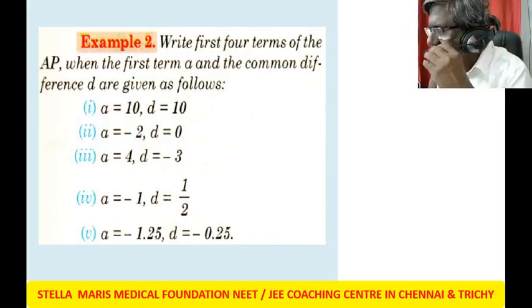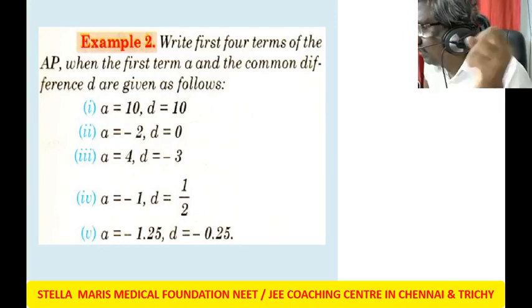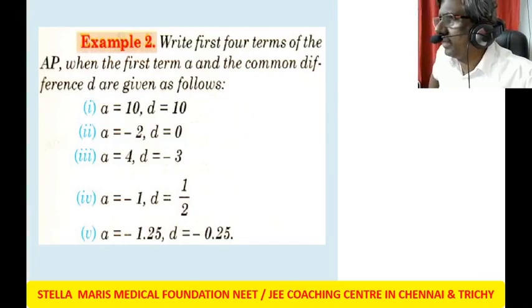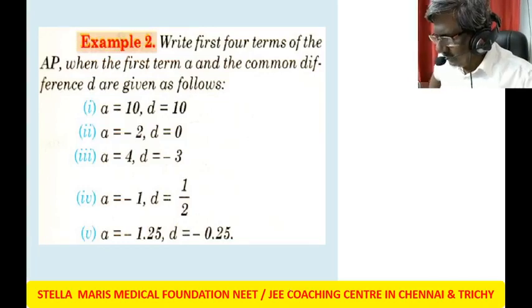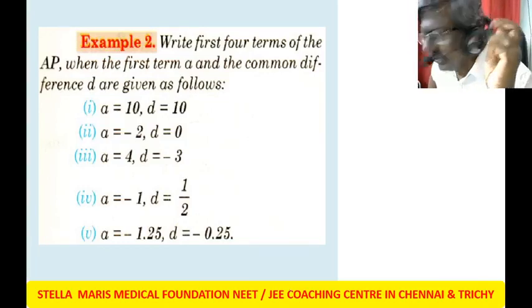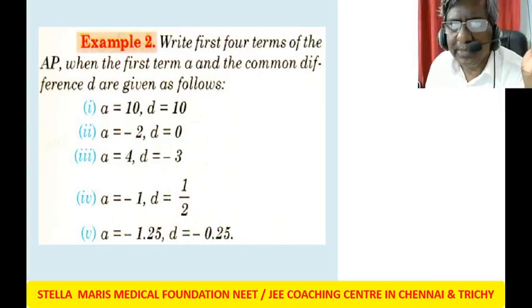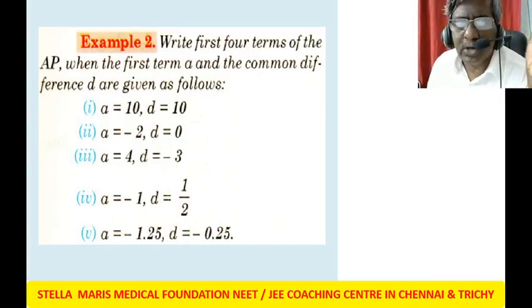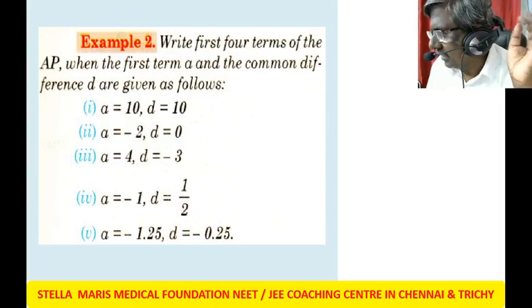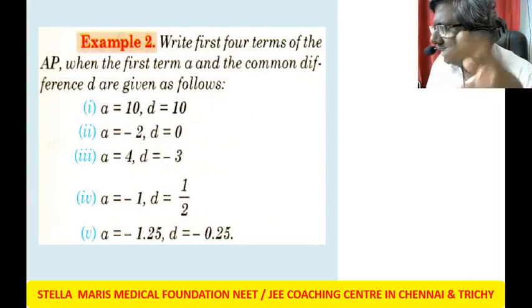Now let us see example 2. With these 5 problems, I think you will have a clear idea. Write the first 4 terms of the AP when the first term A and the common difference are given as follows. I want everybody to watch this problem.